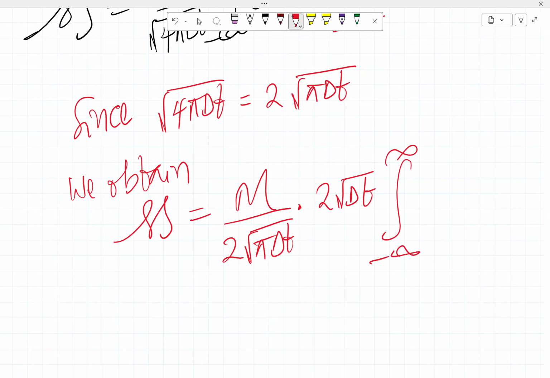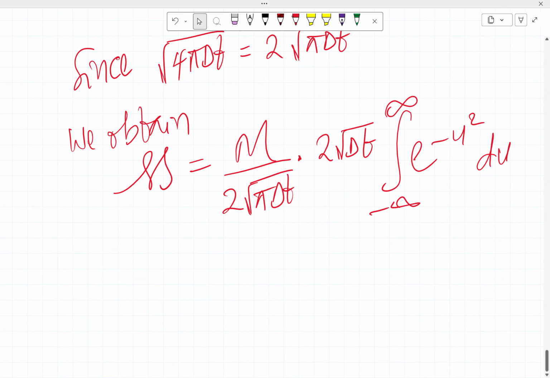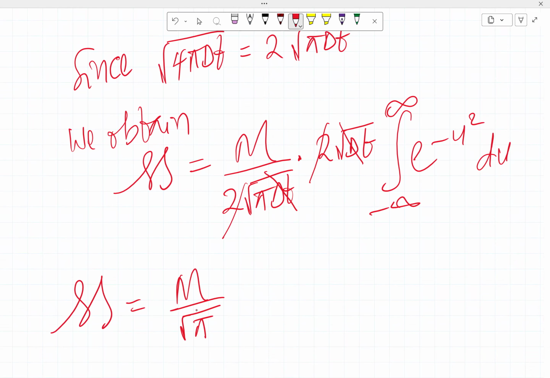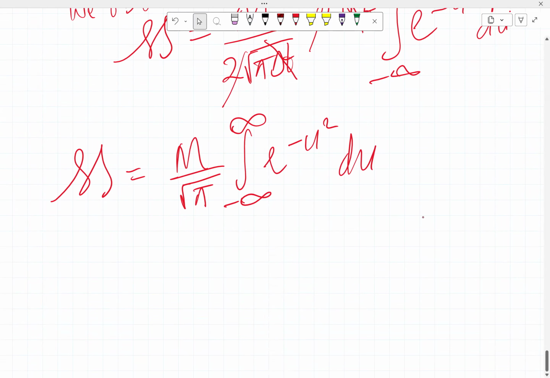Integral from minus infinity to infinity, e raised to minus u squared du, which is the Gaussian thing that we've always been used to. So we have to tidy things up. 2 cancels out. Square root of dt cancels square root of dt here, so that m itself now is m over square root of pi, integral from minus infinity to infinity, e raised to minus u squared du, which is the Gaussian expression, which we know too well. We know that this part is square root of pi from experience. I think we did that decisively under gamma function or something like that.